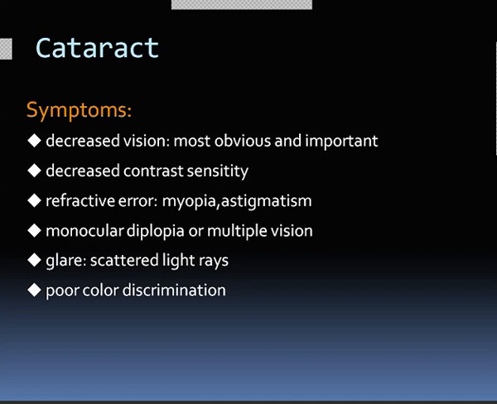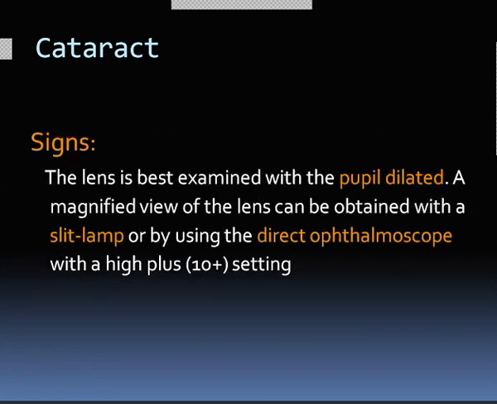The other thing which the patient experiences, which is very troublesome, is diplopia. The diplopia is monocular diplopia or multiple vision. Sometimes a person with cataract who drives at night will experience glare. They cannot see when a car is coming in front of them from the opposite direction. So they cannot see things clearly. Why? Because of the glare due to scattered light rays.